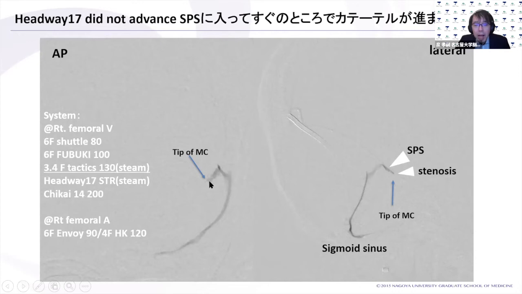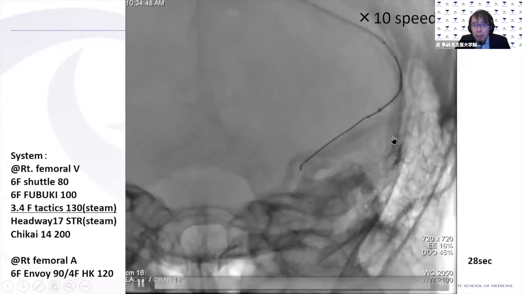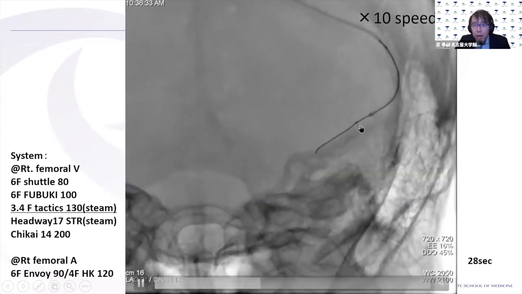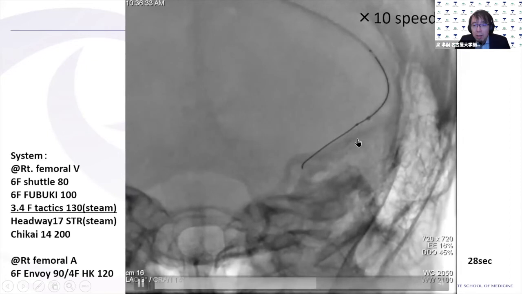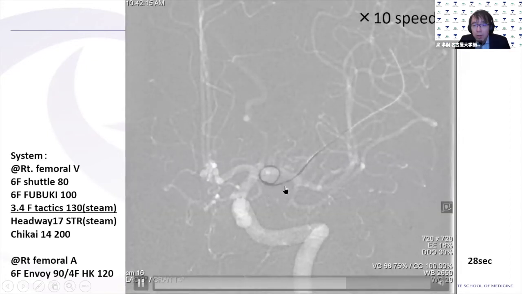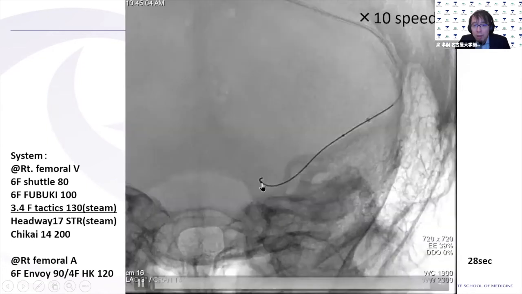Here is a superselective angiogram from the microcatheter. The tip of the microcatheter is here, and here is the stenosis point. Here, the duct is backward. It is very difficult to advance the microcatheter here. In this case, I advanced the microguidewire, and the firm point came here. So at that point I succeeded in advancing the microcatheter.